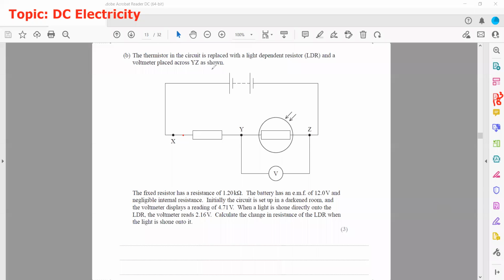In this question, the thermistor in the circuit is replaced by a light dependent resistor. LDR is there and we connect a voltmeter. The fixed resistor has a resistance of 1.2 kilo-ohms and the EMF of the battery is 12 volts. Initially, the circuit is set up and the voltmeter displays 4.71 volts. When the light is shone onto the LDR, the voltmeter reading changes to 2.16 volts.